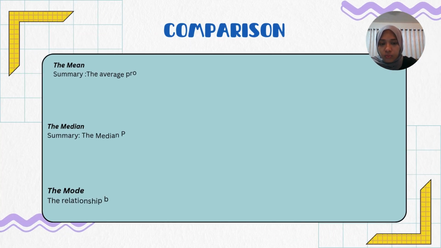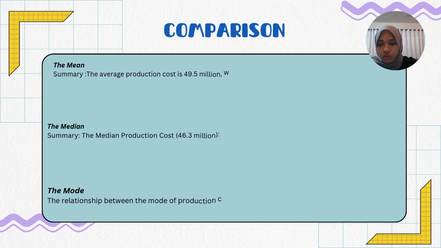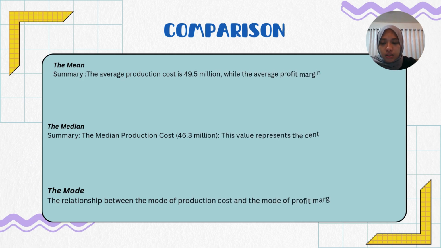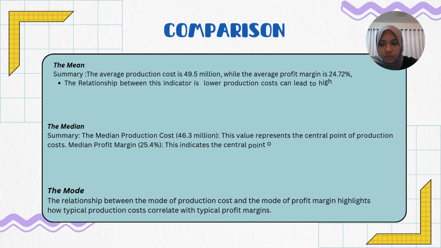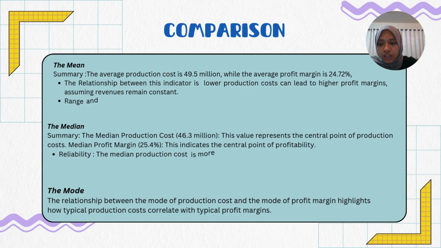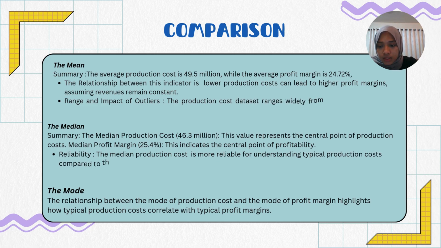I want to share about the comparison. The average production cost is 49.5 million, showing how much companies typically spend to produce their goods or services, while the average profit margin is 24.72%, showing how much of their revenue turns into profit after cost. Typically, lower production costs can lead to higher profit margins, assuming revenue remains constant.